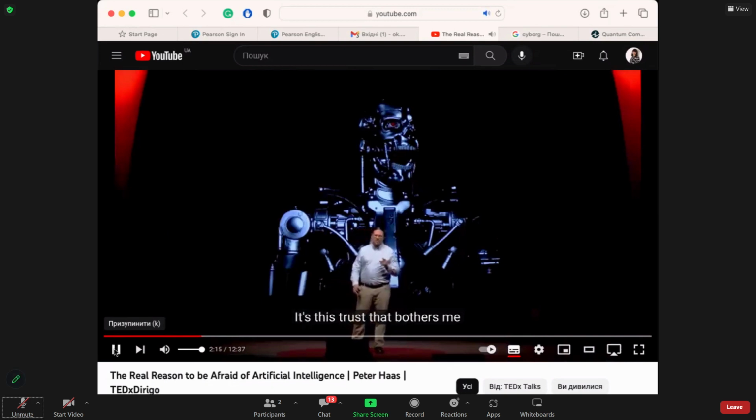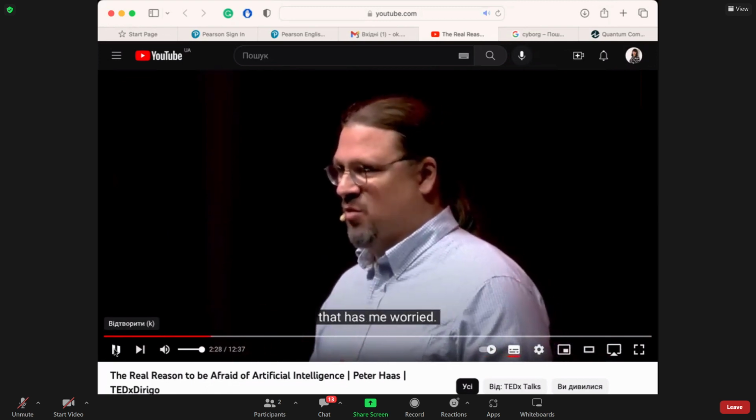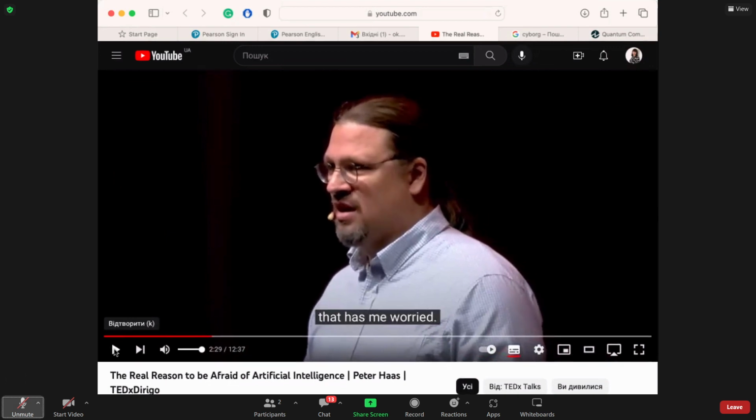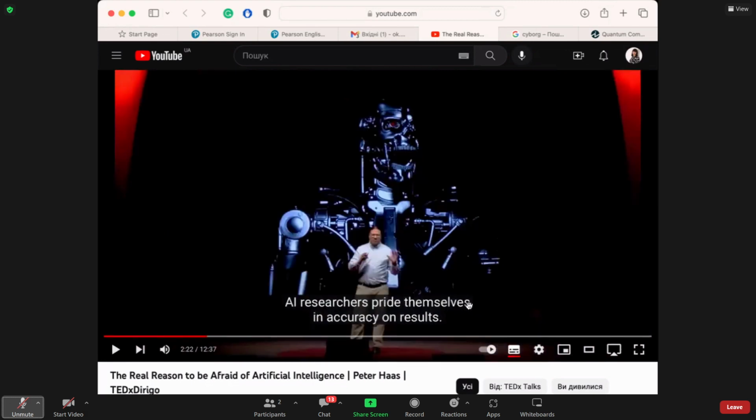It's this trust that bothers me. Not because of how often AI gets it wrong. AI researchers pride themselves in accuracy on results. It's how badly it gets it wrong when it makes a mistake that has me worried. So they are proud of good results, and how badly it gets it wrong.